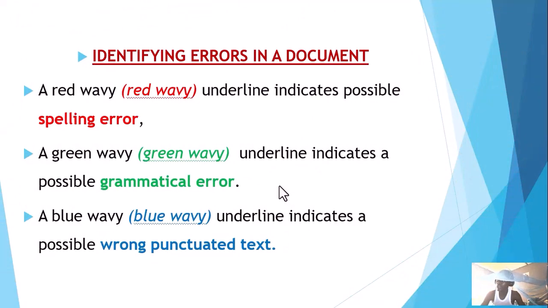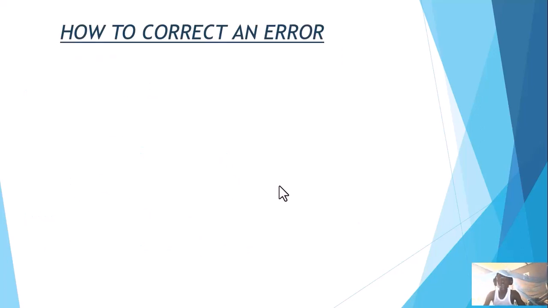So when you see red, red is spelling. When you see green, green is grammatical. And when you see blue, blue is wrong punctuation. All right. So how do we correct an error? If I'm creating a document and there are errors in it, how do I correct them? Using the tool which is Spelling and Grammar.